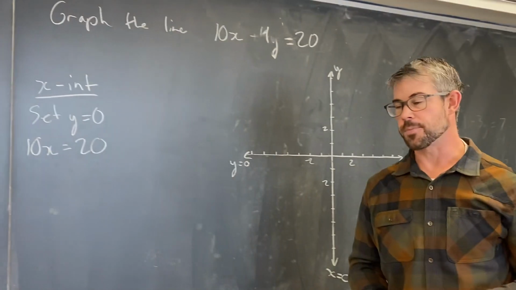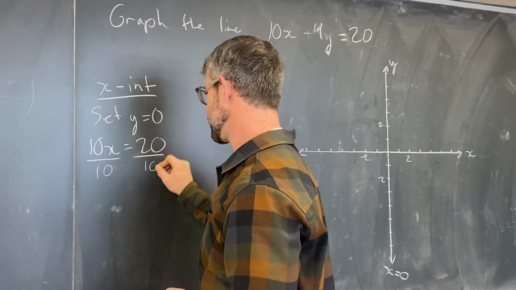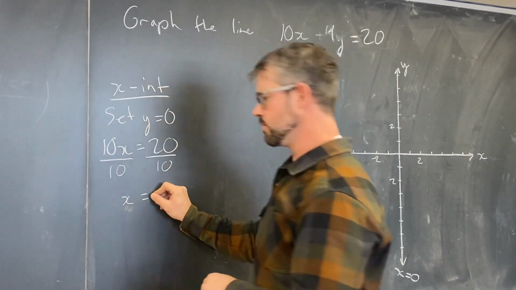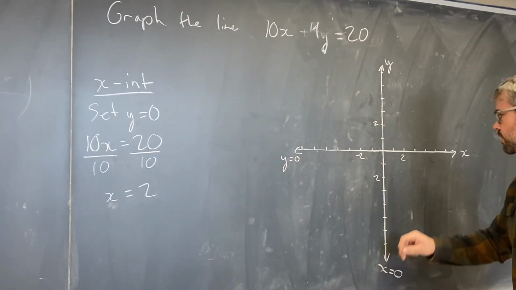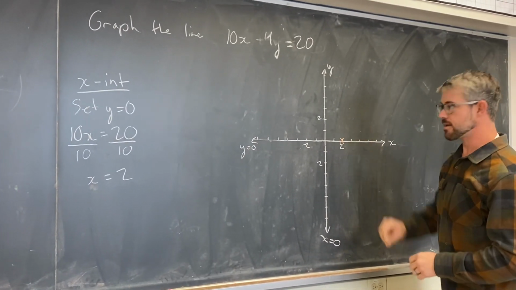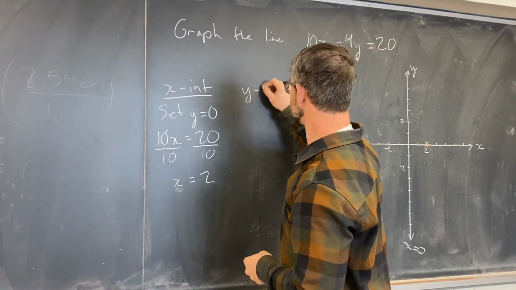Now I just have to algebraically solve this for x. I'll divide both sides by 10. And I get x is equal to, what do I get? 2. So I'll go and I'll plot x equals 2 on my x-axis. I'm going to repeat the same thing, but for my y-intercept.